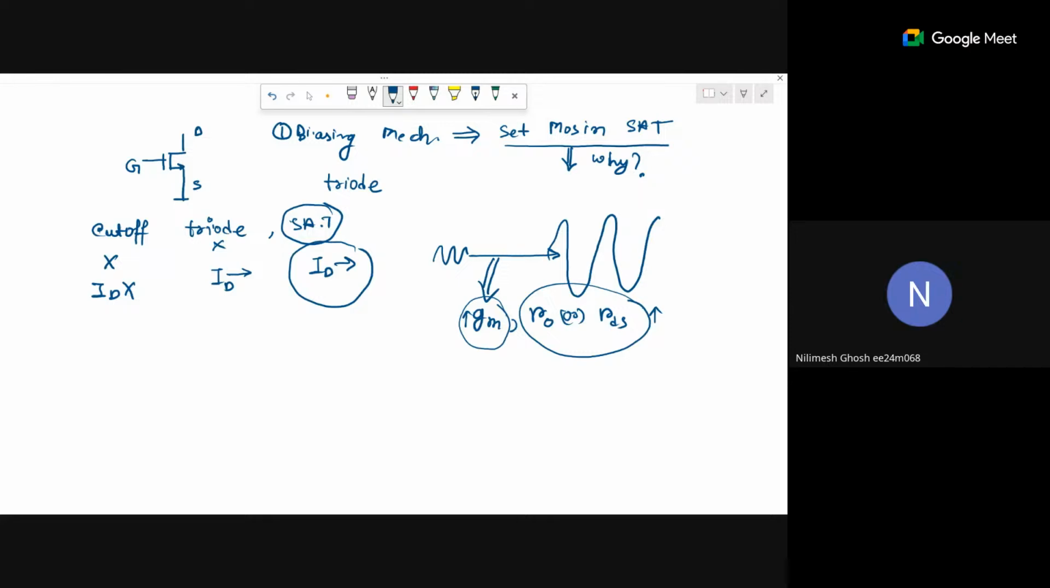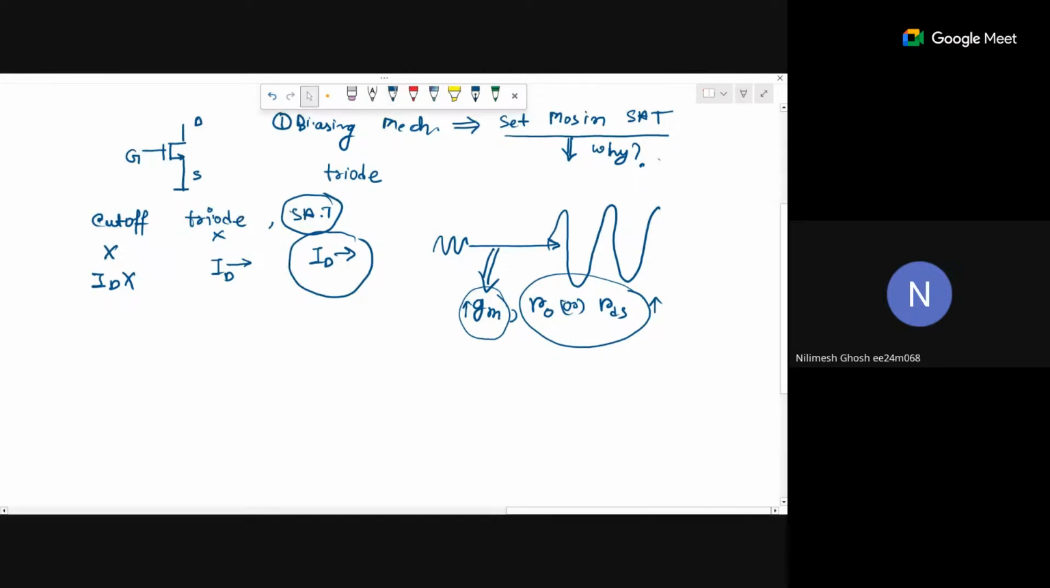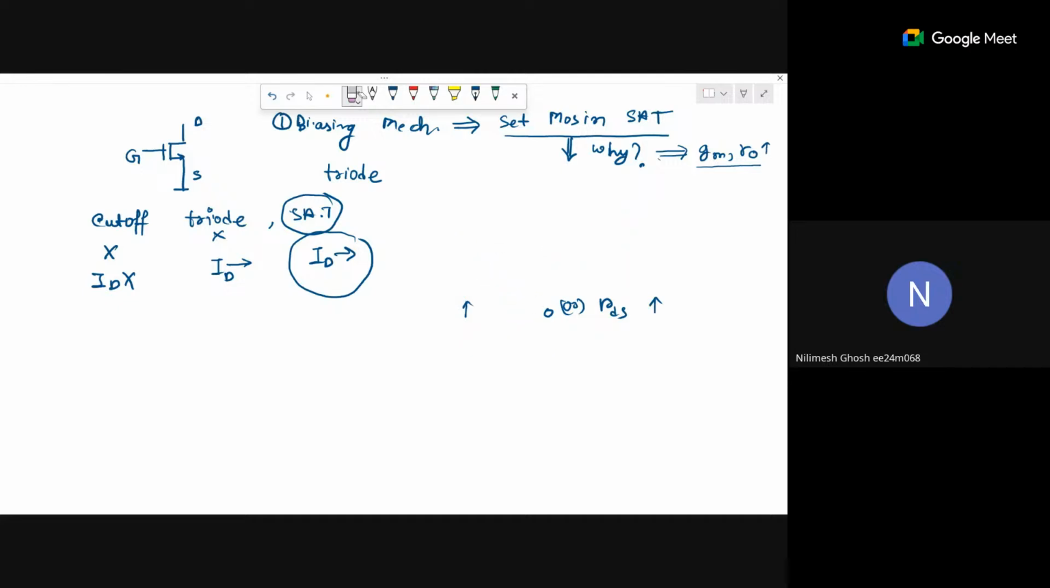Okay. So the answer of this why is, in this saturation region, this GM and this R0 are very high. And what are this GM and this R0? They are the tools of amplification. That is the property of a particular MOSFET that amplifies the signal. Till now this part is clear. I will tell about GM and R0. My main point is this why answer is clear now.